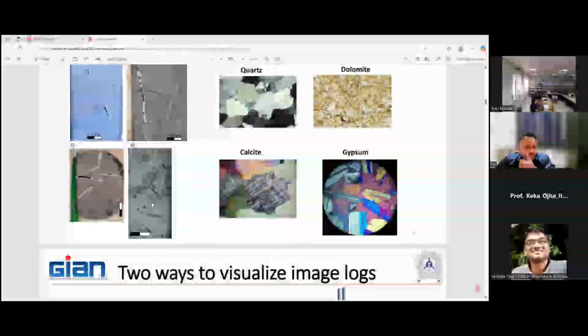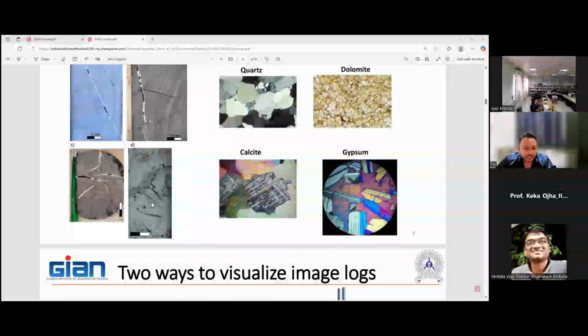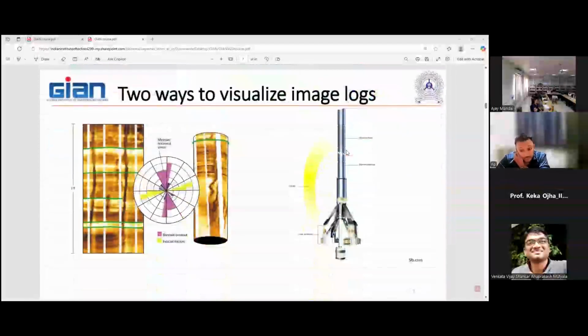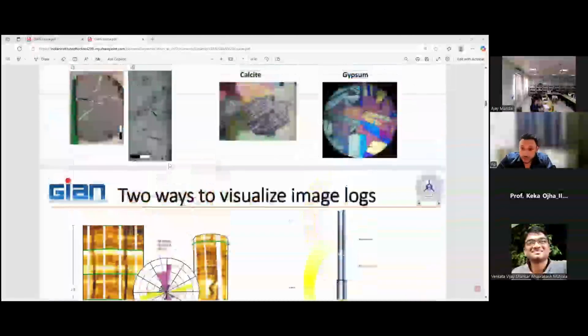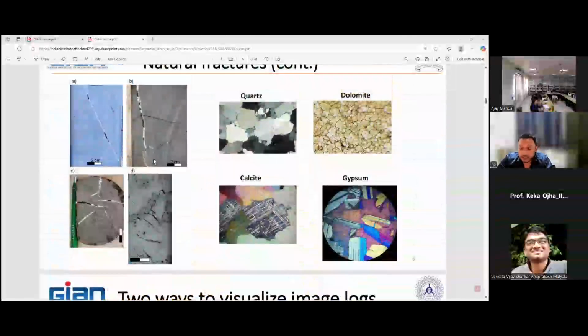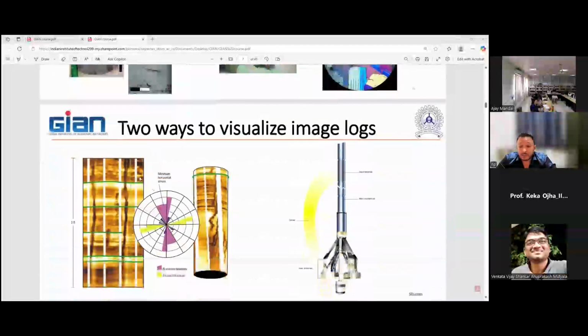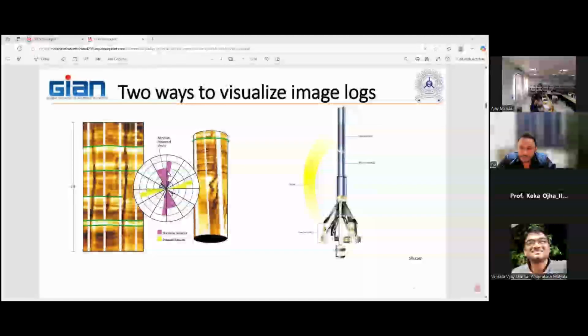Next, when we talk about natural fractures in the petroleum industry, we cannot forget image logs. In many wells in the petroleum industry, image logs are acquired. The main advantage of an image log is we can image the entire wellbore, while you cannot have the entire wellbore cored because it's expensive. Imaging the wellbore using image logs is relatively less expensive.